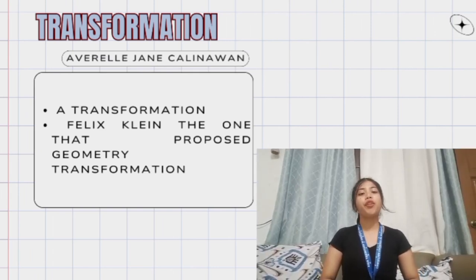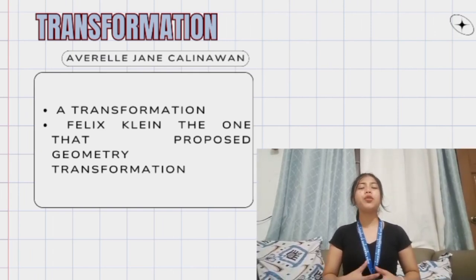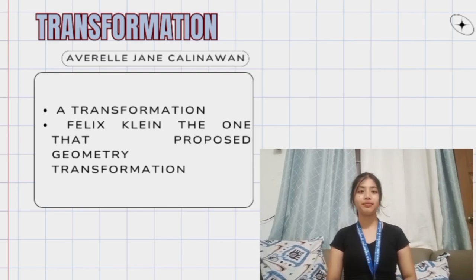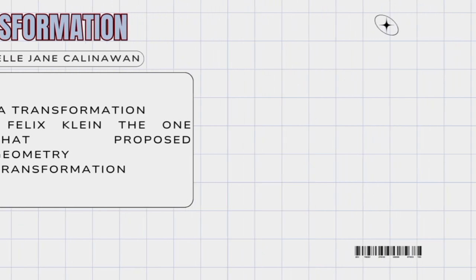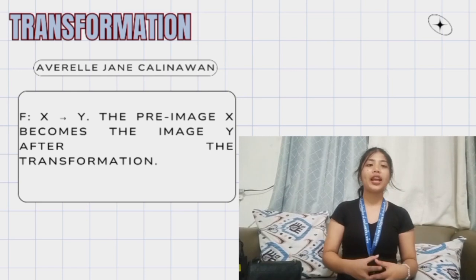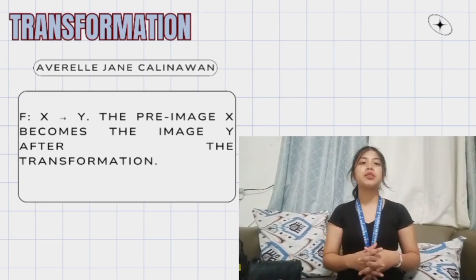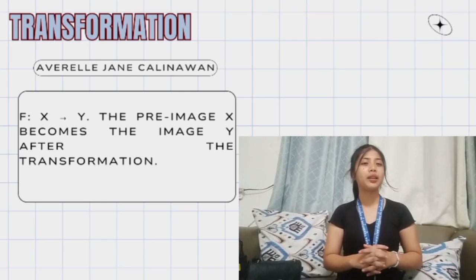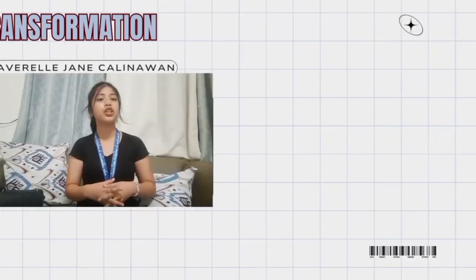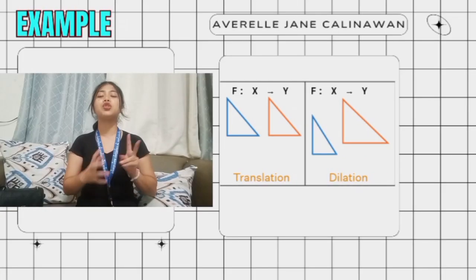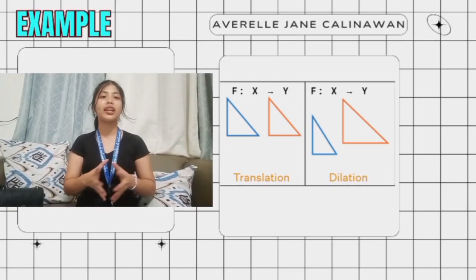First and foremost, let us define what is transformation. A transformation changes one geometric shape into another. After transforming a geometric shape, the result is called its image. For example, a function of x to y. The pre-image x becomes the image y after the transformation. This transformation can be any or a combination of operations like translation, rotation, reflection, and their relations. Transformation in math can describe how two-dimensional figures move around the coordinate plane.